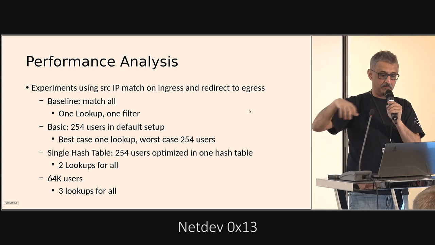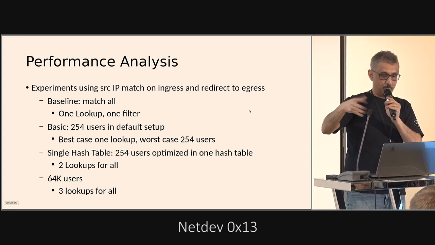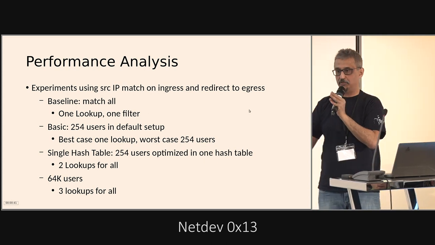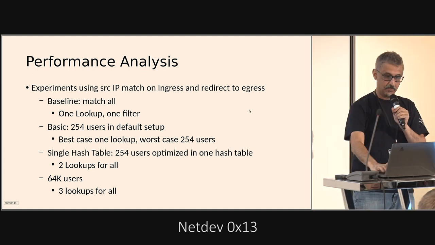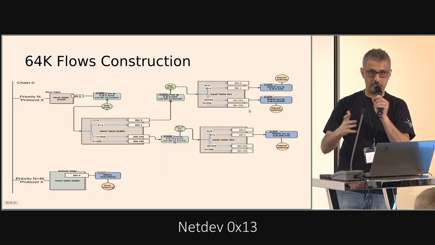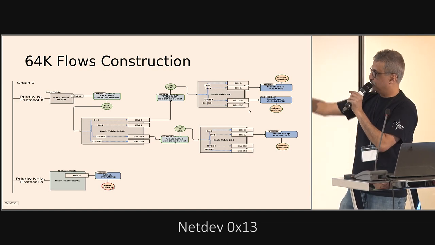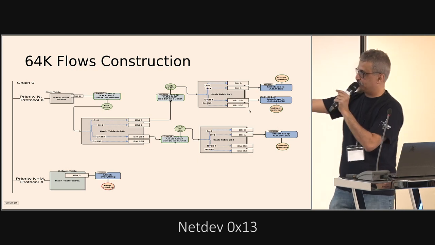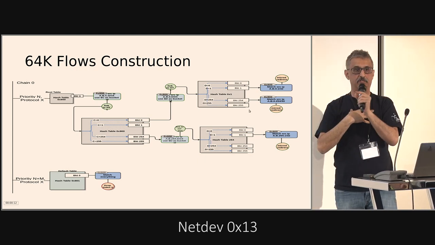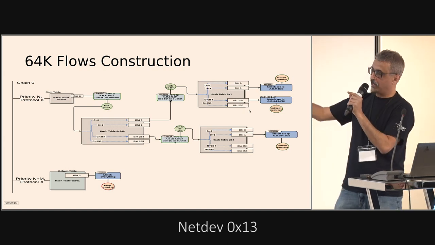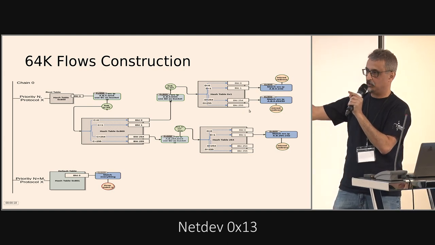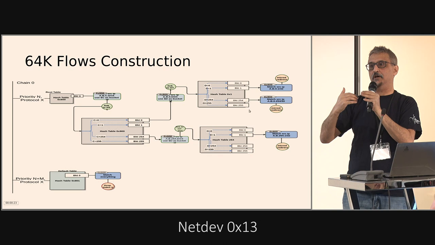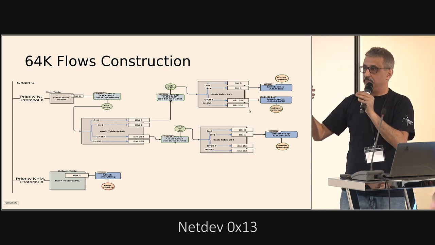The next one is I'm going to optimize it based on that table I showed you earlier with 254 users. And the third one, we say, what if we had 64,000 users? And we want to see what the performance difference is. Okay, so the 64,000 users, if you're curious, looks like this. We have two levels of hash lookups, okay? So I should say that with this, in my case, I'm interested in 64,000 source IP addresses, I can find any address in three lookups, right? So that's the beauty of this. My traffic patterns require me to just look up on source IP on the ingress.